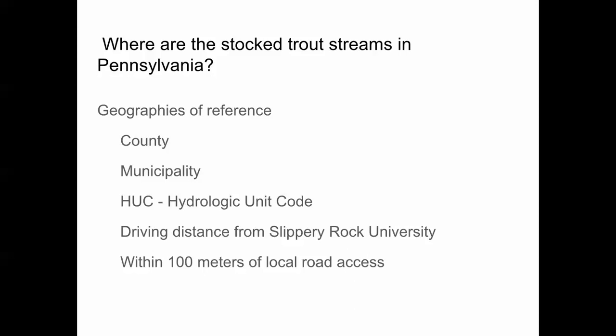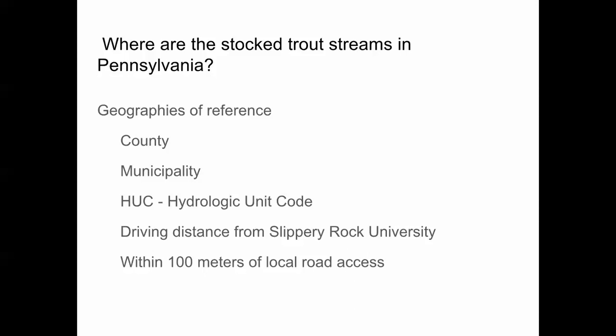And so I can think of these geographies of reference perhaps as the counties, but I might also be interested in municipalities within those counties. For example, Grove City, Pennsylvania resides in Mercer County, and Slippery Rock resides in Butler County. So I might want to also talk about, well, which of these streams is in or near those municipalities.